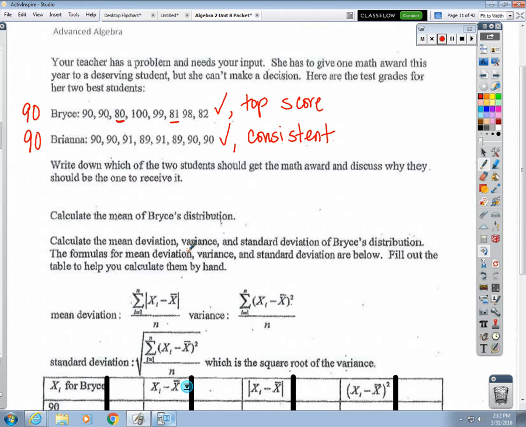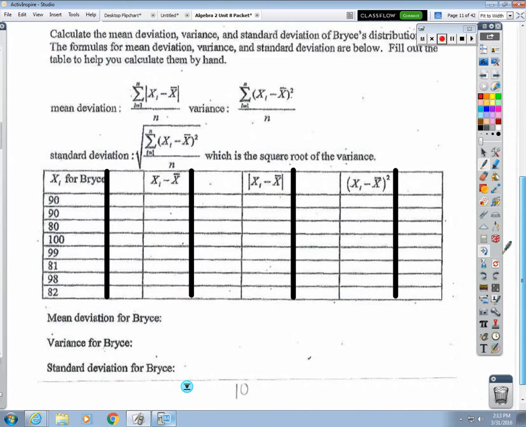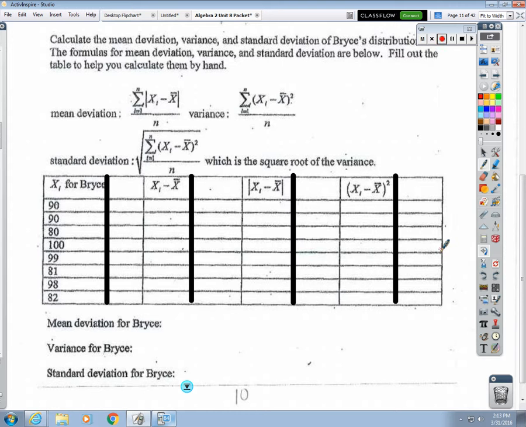So we're going to find something called the standard deviation. Okay. It's kind of a lengthy process, so you're going to have to pay attention. Now, see how this is a table for Bryce? All of this is about Bryce? Well, there was originally another table for Brianna, and somehow it didn't get copied in the packet.